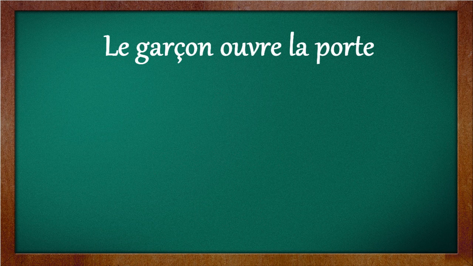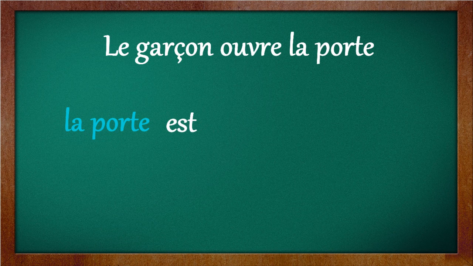So, our active sentence in French is "Le garçon ouvre la porte". Let's make it passive. First of all, like we said before, we need the object of the active sentence. In this case, it's the door, la porte. So that comes first. Then comes être. Our sentence is in the present tense, so we conjugate être in the present. Since the subject is now the door, être needs to be in the third person singular form, est.